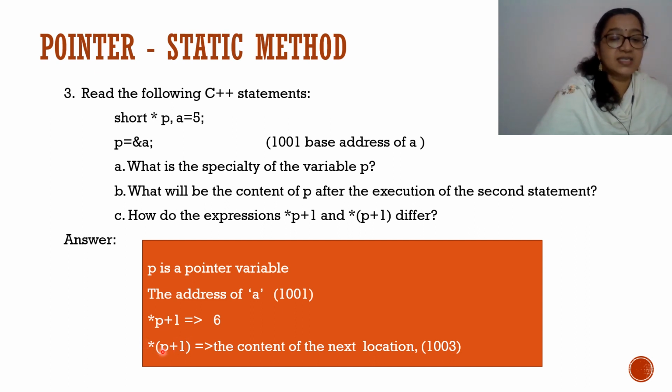Then next is star of P plus 1 in bracket. So first the address will change. How many bytes? 2 bytes because it is short here. So 1001 is the base address, and 1 and 2 are for A. So P will increment by 2. So P plus 1 is the next location of A. So we will get the content inside that 1003.